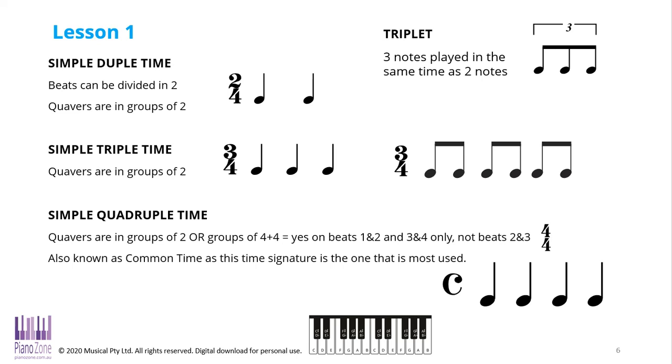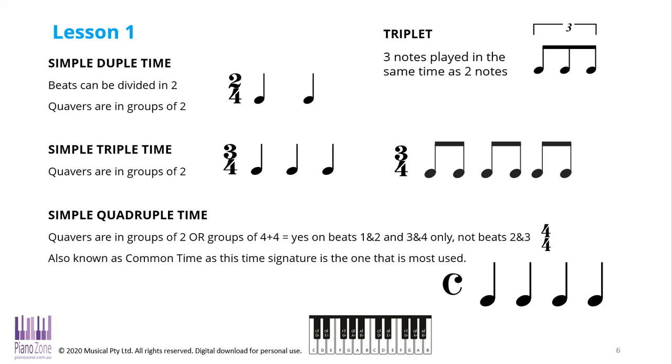And simple quadruple time, which is one of the most common ones used, therefore not only do we see it as 4/4, but sometimes as a big C, which stands for common time, means 4 crotchet or quarter notes in every bar. Each of these beats can also be divided in half, therefore quavers are in groups of 2.